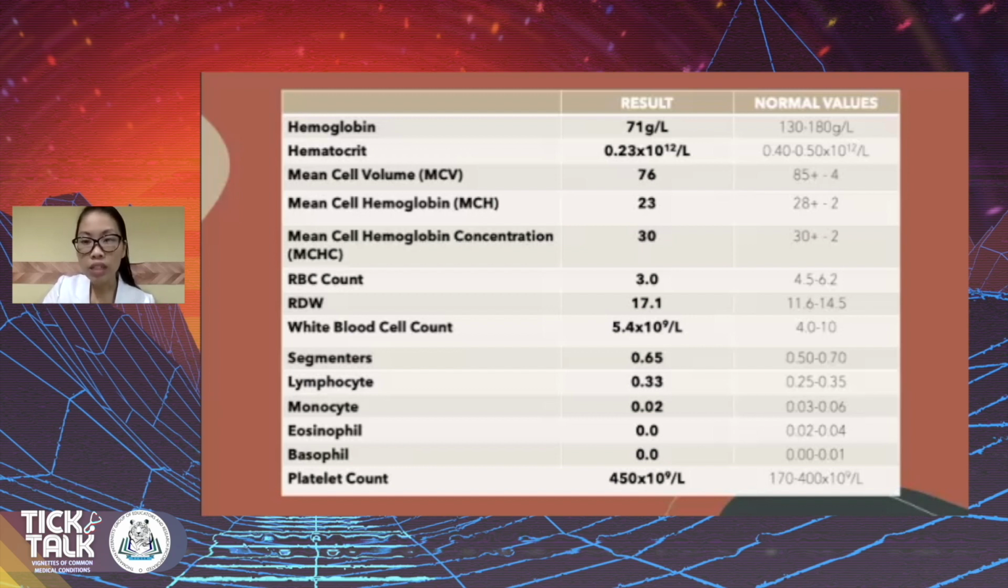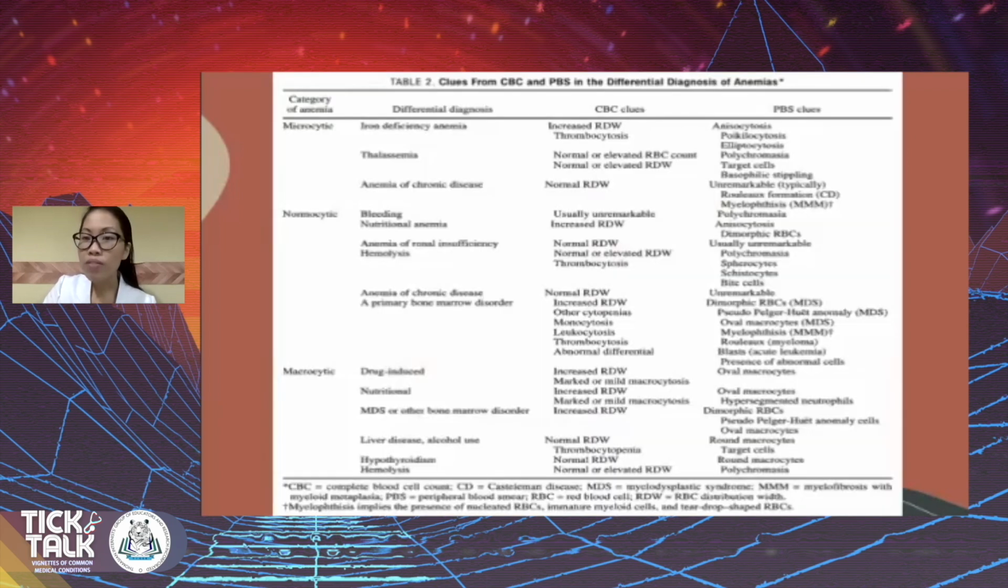Next, we look at the red cell indices, which will give us an idea of the possible cause of anemia. Any value below the normal levels of the indices indicates microcytic hypochromic red cells. Results above the normal value indicates macrocytic and hyperchromic ones, and in between are normocytic and normochromic red cells. With the red cell indices, we can already come up with several differential diagnoses for our case. Now, for this 30-year-old female patient, she has hypochromia and microcytosis.